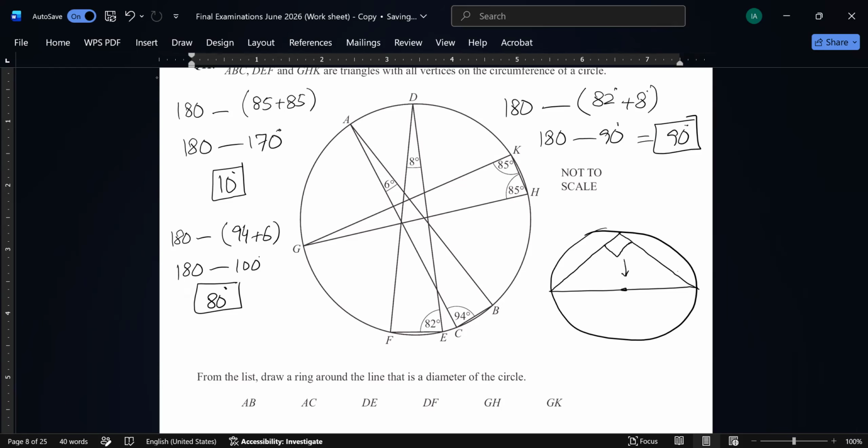Okay, because 90-degree angle means this angle is 90 degrees. Means the side opposite to this 90-degree angle, that is DE, will be a diameter line. This is your diameter line, DE. And we gave you the evidence why this angle is 90 degrees.